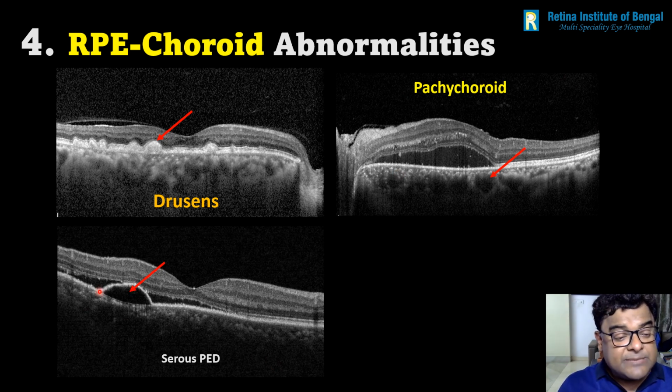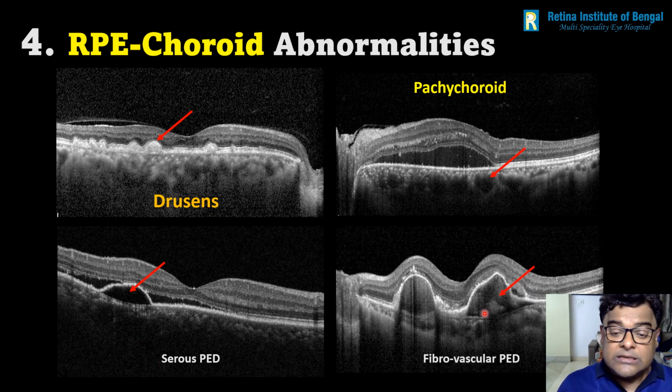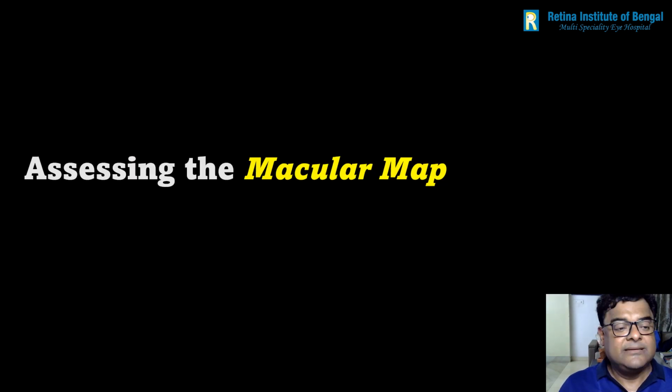Or you may have a large separation between the RPE and Bruch's with a hyporeflective space in between. This is a serous PED. Or there may again be a large separation between the RPE and the Bruch's, but there may be hyperreflective structures inside, which suggests a fibrovascular PED.